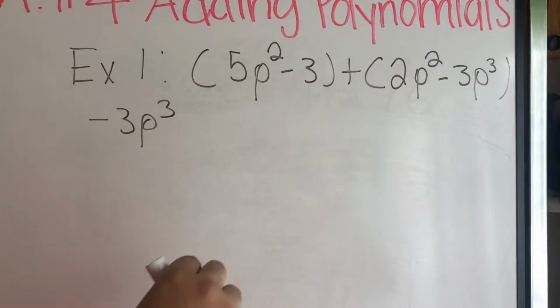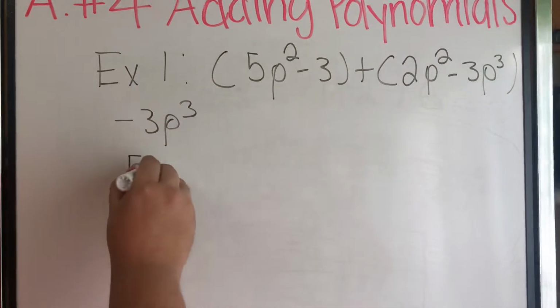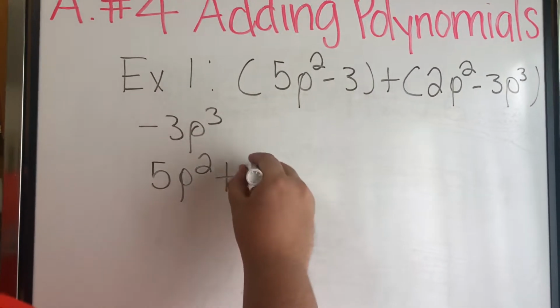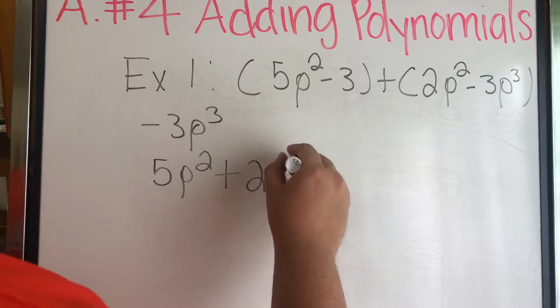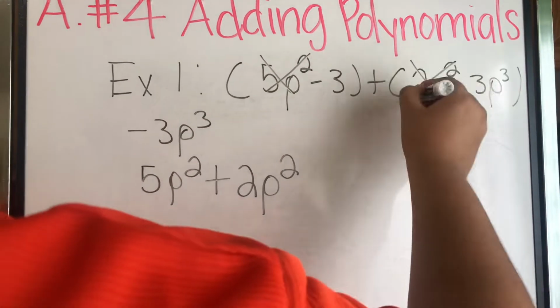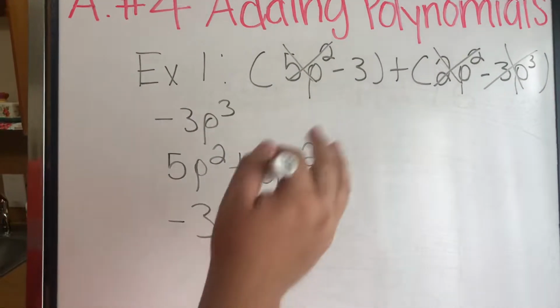From 3, I'm going to go down to 2. There's 2 of them. 5p squared, so 5p squared plus 2p squared. So I'm done using this one. I'll use this one and this one. All I have left is negative 3. So let's do all our math.